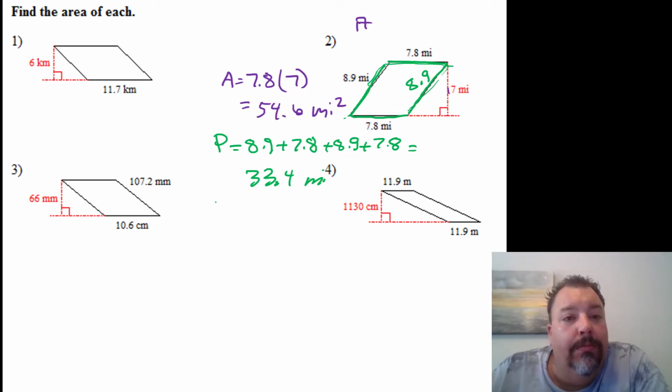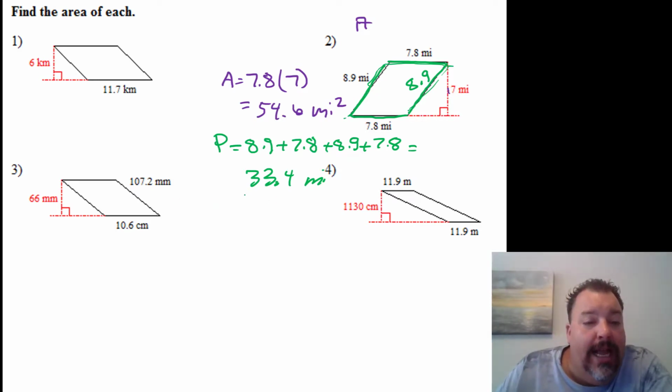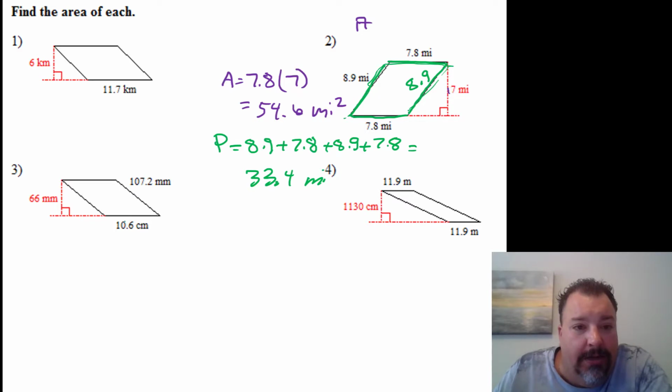For number 3, again, we would have to make sure our units are the same. What would the base and the height be for number 3? So remember what I said. We look for the right angle, and then look for the sides that make up that right angle. So it's this side and this side, which is going to extend. And what dimensions do we have? What measurements do we have on those sides? Well, here it's 66 millimeters.